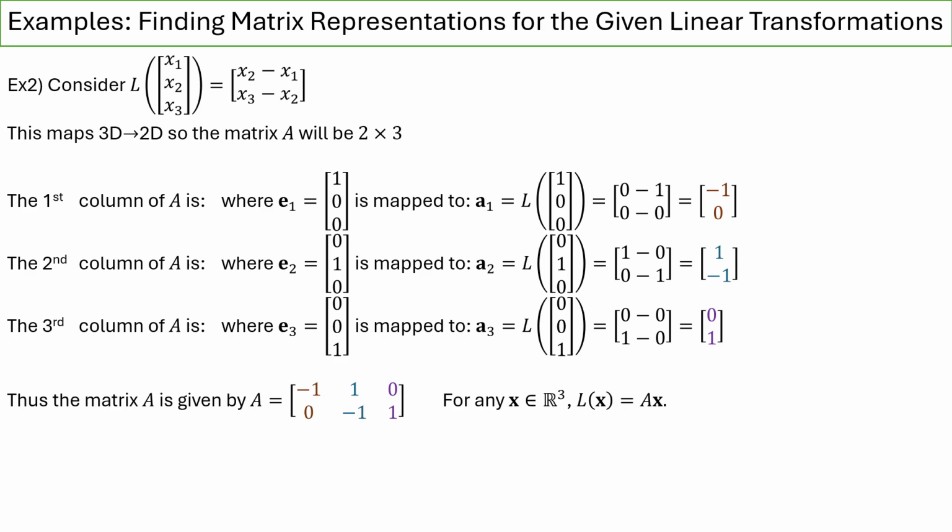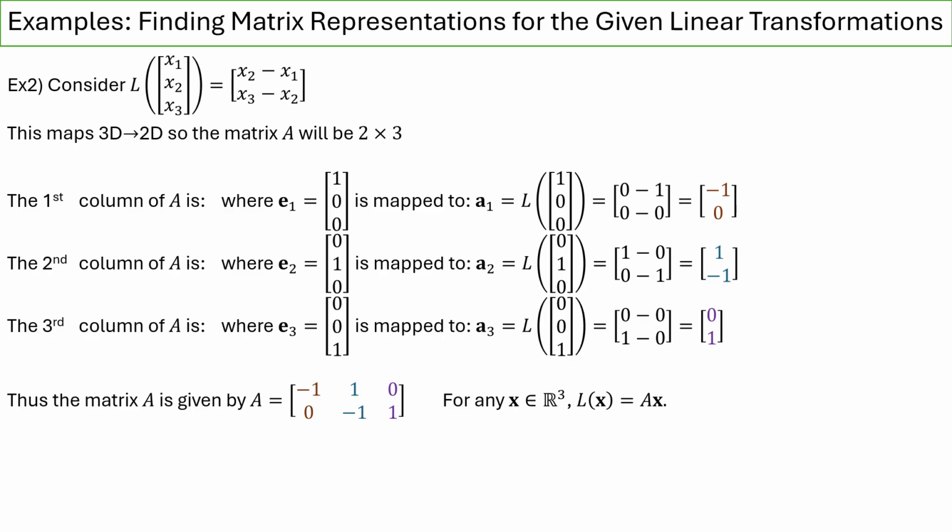So we take these 3 result vectors and arrange them side by side to form matrix A, as we take them as columns. You can see the columns are negative 1, 0; 1, negative 1; and 0, 1, exactly as we had above.